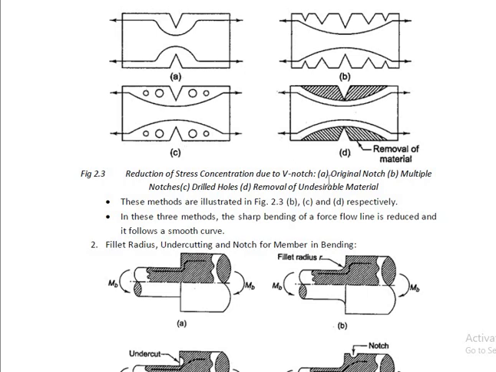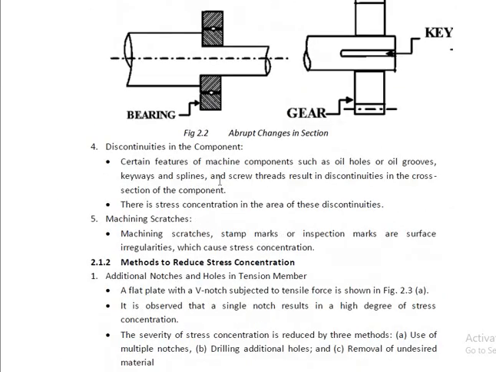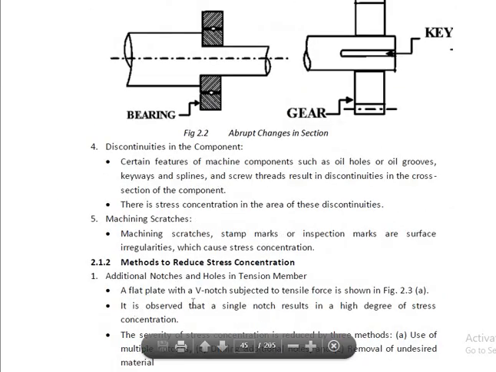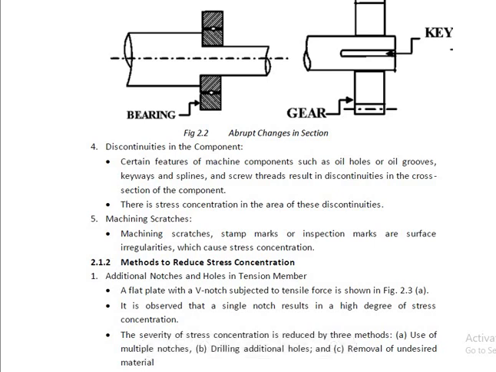The first is, now this is the original notch. Reduction of stress concentration due to V notch. Now what we have seen, the methods are providing holes or providing additional notches or drilling additional notches, and removal of undesired material. Use of multiple notches.